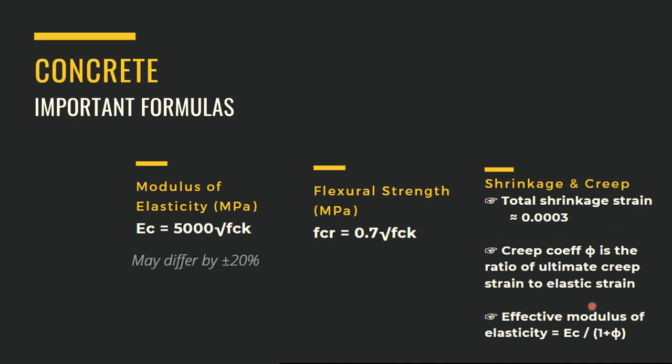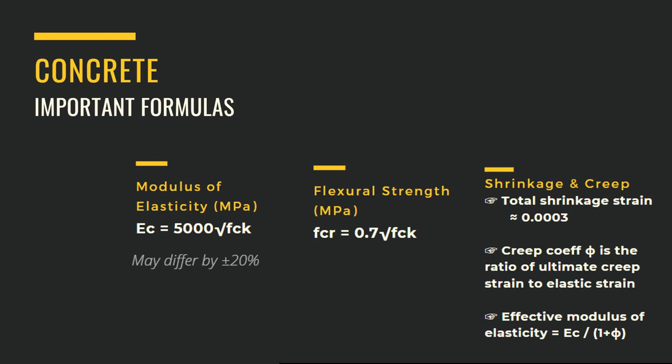The creep coefficient, or phi value, is the ratio of ultimate creep strain to the elastic strain. By including the creep coefficient in the calculation of modulus of elasticity, we can give the effective modulus of elasticity as Ec divided by 1 plus phi. This formula usually refers to the long-term elastic modulus, and the other formula usually refers to the short-term elastic modulus. So Ec equal to 5000 root fck is the short-term elastic modulus. Effective modulus of elasticity equal to Ec by 1 plus phi is the long-term elastic modulus, with the inclusion of the creep coefficient.